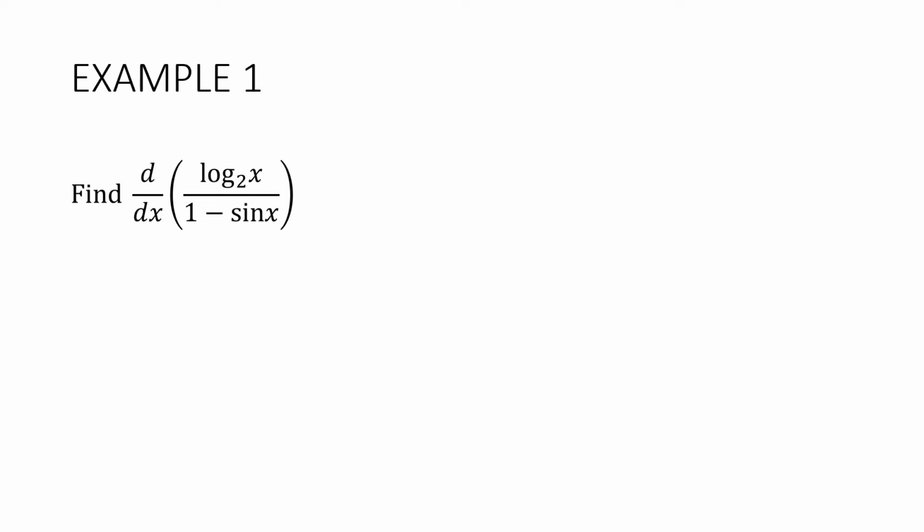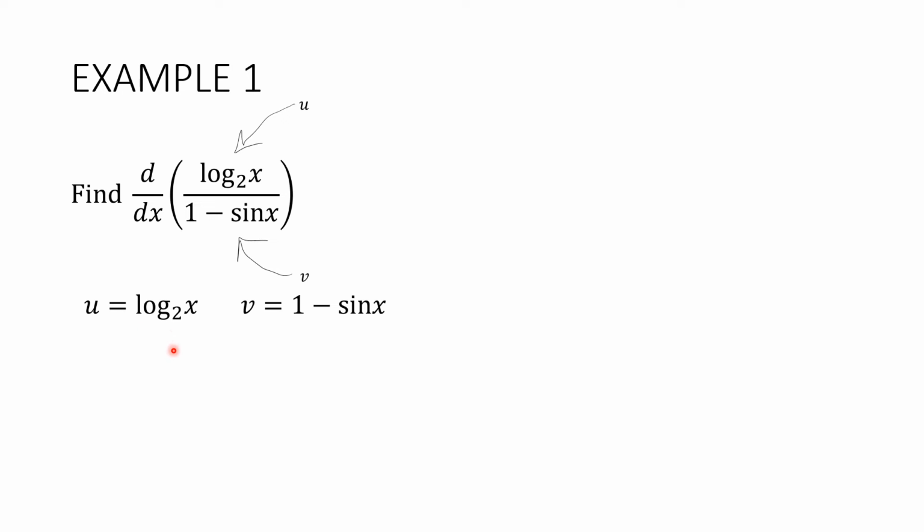Here's our first example. Find the derivative of log base 2 of x all over 1 minus sine x. So we can see here that we have a quotient rule. We have a function in x divided by another function in x. So we're going to call this one u and the bottom one v. Take the time to list these out and work out the derivatives.